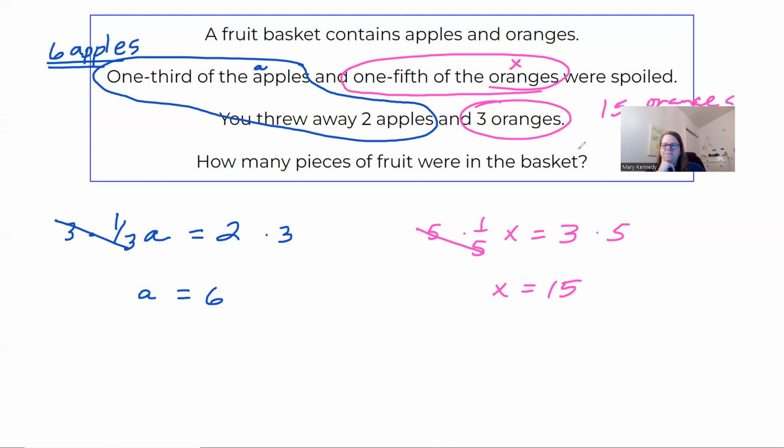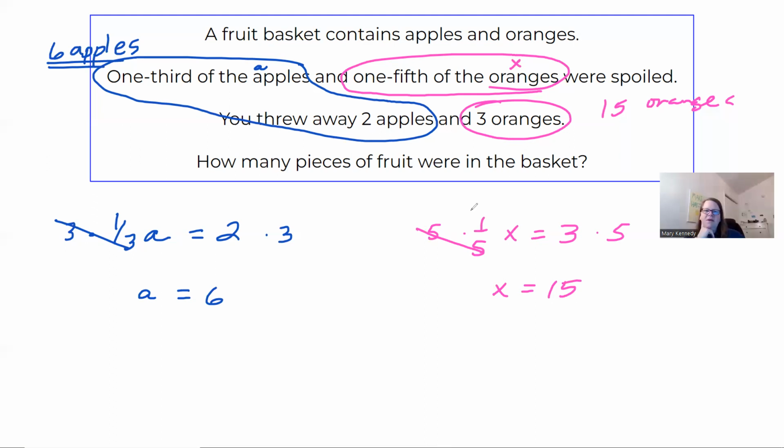All right. So how many pieces of fruit were in the basket? The 6 apples plus the 15 oranges equals 21 pieces of fruit to begin with. All right, so there were 21 pieces at the beginning. I hope that that's helpful as you think through these problems.